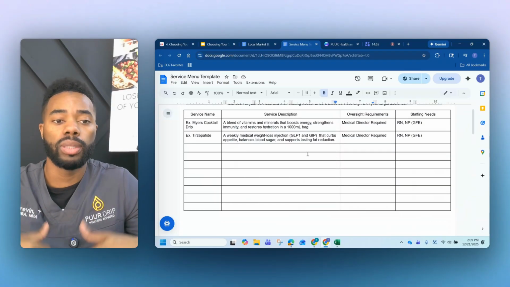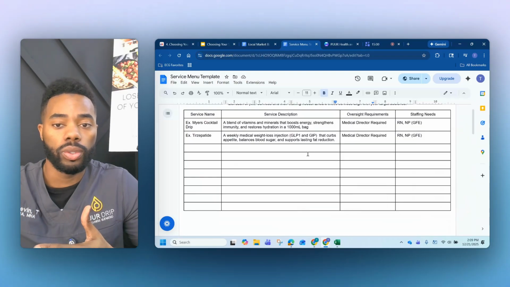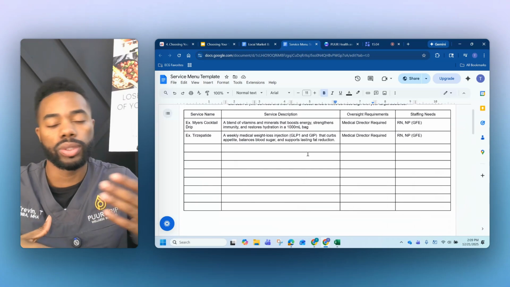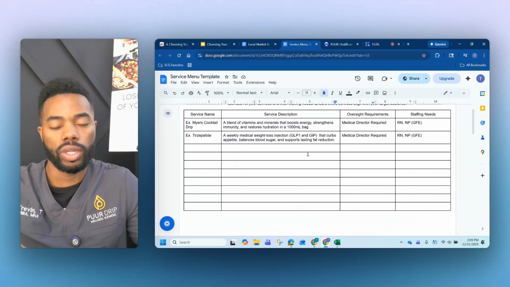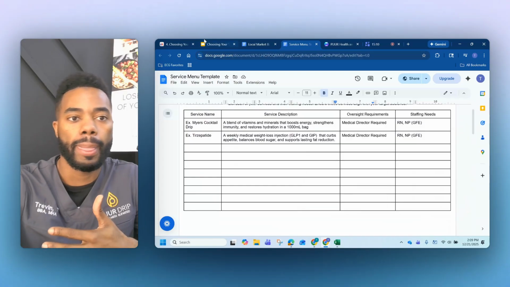So definitely use this template, save it in your Google Drive so you can always refer to it later, especially if you do determine that you're going to need to hire some people as you're building out your financials and your startup costs and things like that, and even start hiring yourself. You know exactly who you need to hire and why you need to hire them.